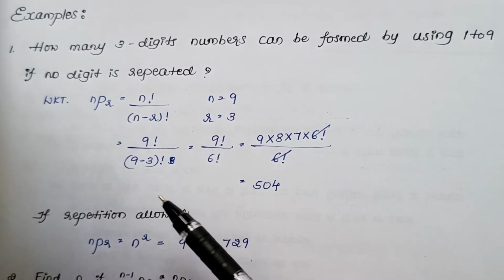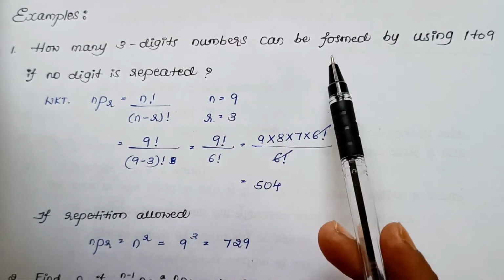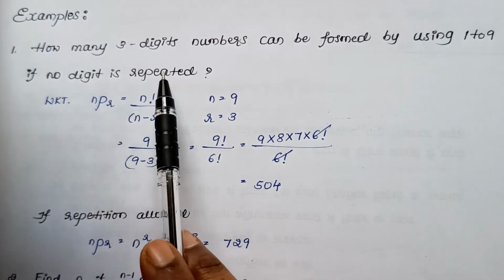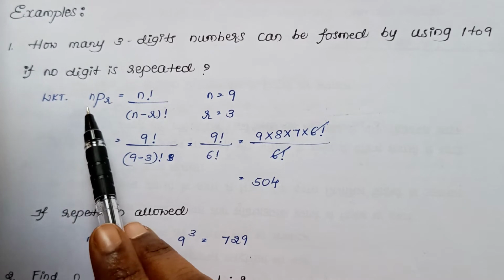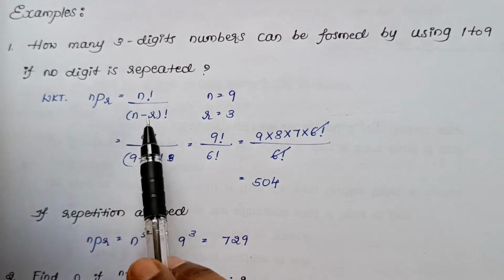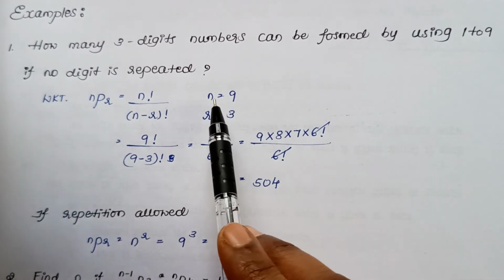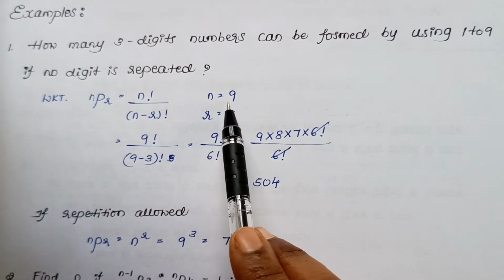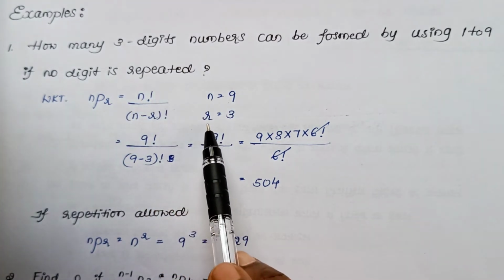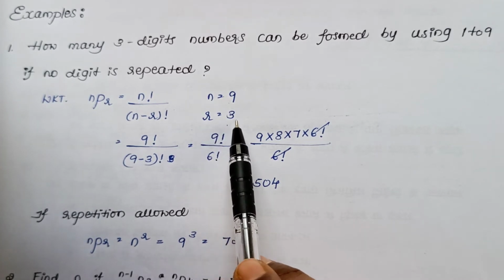Let us see some different examples of permutations. How many 3 digit numbers can be formed by using 1 to 9 if no digit is repeated? We know that nPr is equal to n factorial by (n minus r) factorial when repetition is not allowed. So we have total 1 to 9, that means 9 digits, so n is equal to 9. And 3 digit numbers are formed, so we are selecting 3 out of 9, so r is equal to 3.